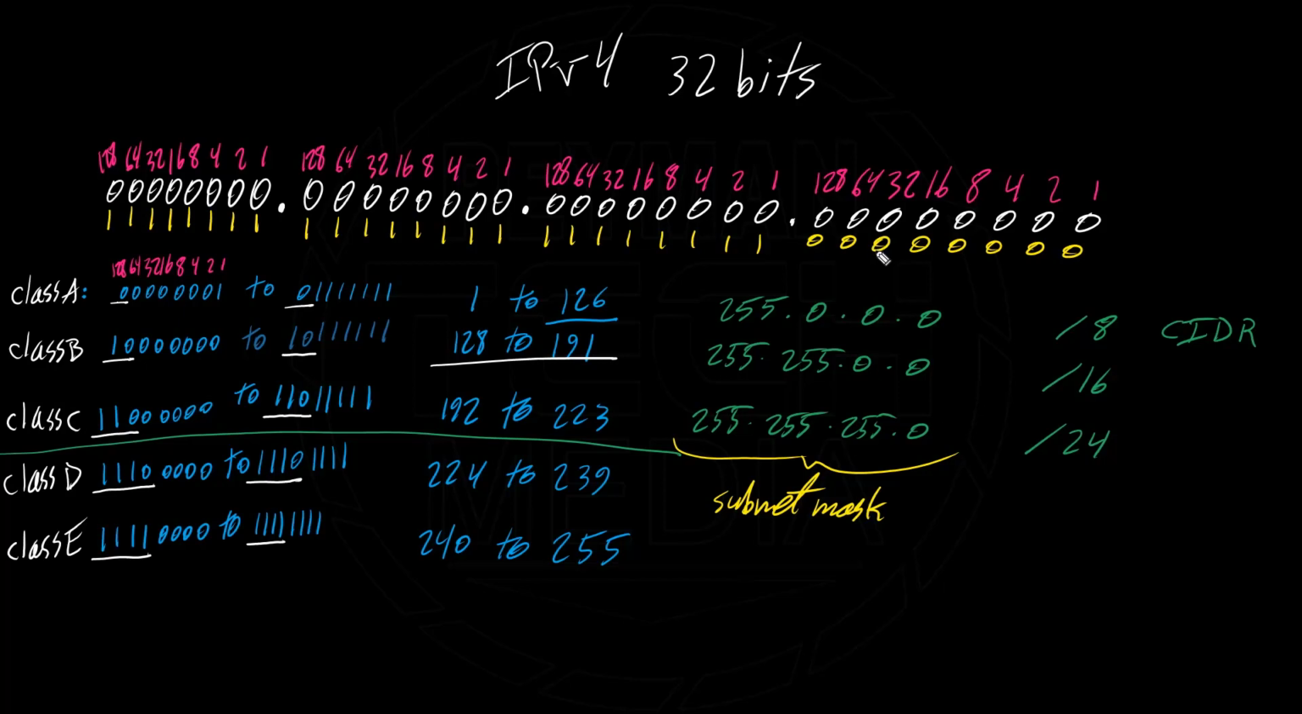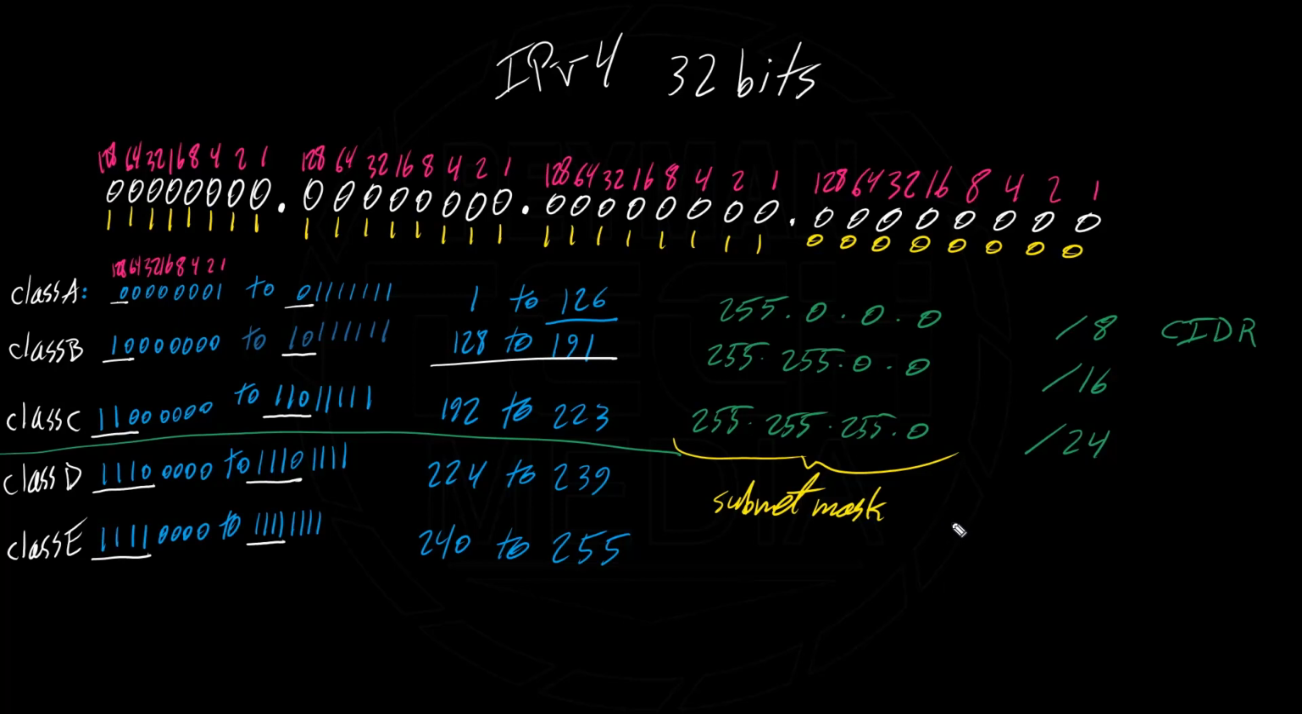If we count 1, 2, 3, 4, 5, 6, 7, 8, 8 zeros. So zeros are host bits, ones are network bits. 24 plus 8, that's a total of 32. And that's what we see here in IP version 4, there are 32 bits. So these are the default subnet masks for class A, B, and C. Please keep in mind, we don't have a subnet mask for class D, and we don't have a subnet mask for class E. So here I'm going to write down multiple IP addresses.